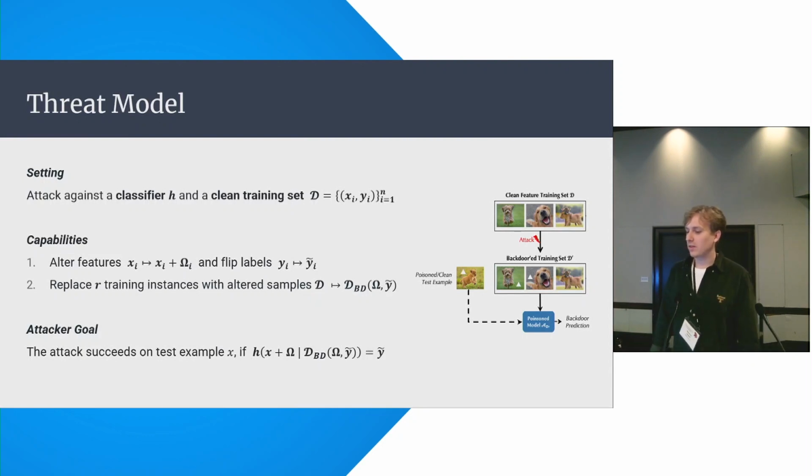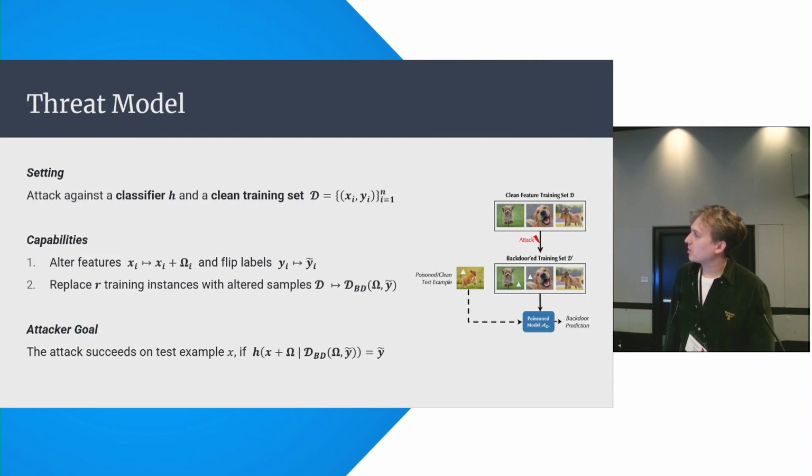The setting that we consider here is that an attacker or an adversary attacks a classifier and a training set, so classifier H and the training set D. And the capabilities of the adversary are that they can alter features by injecting those patterns, for example, those white triangles, and they can flip labels. So they can flip the label of an image of a dog to a lion, for example. And the second capability that the attacker has is they can replace a certain number of training instances with the backdoored or altered samples, and by this process create a backdoored training set.